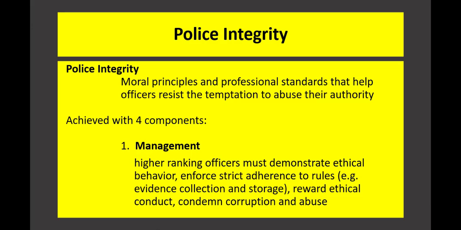So it's standards and principles that help an officer put in a sticky situation to choose to do the right thing. So they're offered a bribe, for example. Somebody says, look, I'll give you $100 to look the other way. Don't arrest me. Don't give me a ticket. In that moment, how can we get that police officer to do the right thing? Well, it's achieved in four ways. We have four different methods.